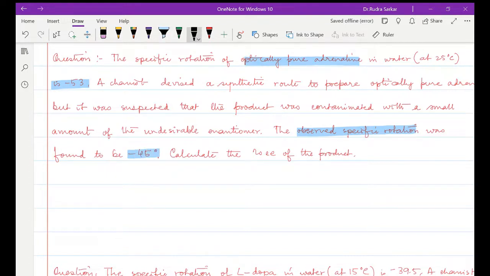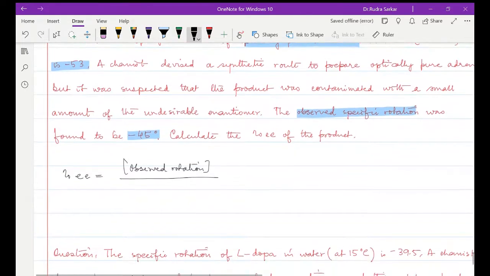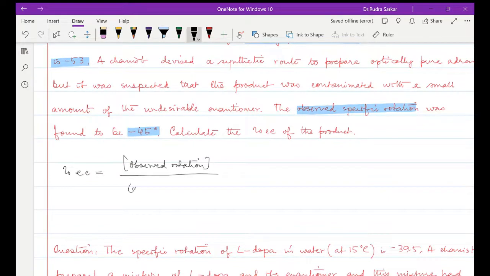So your enantiomeric excess, which is percentage EE, is nothing but observed rotation divided by the alpha value for pure enantiomer times 100, which means now 45 divided by 55 into 100, and that would give you 85%.